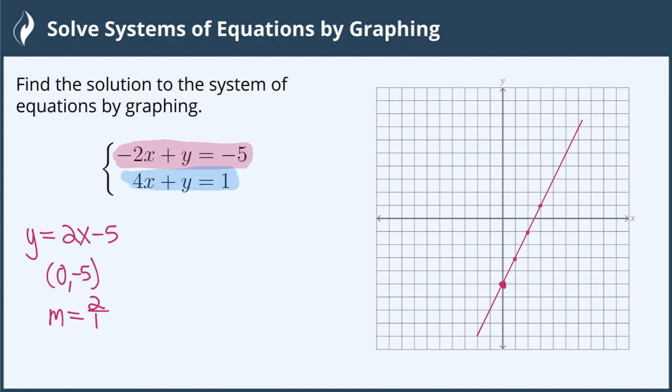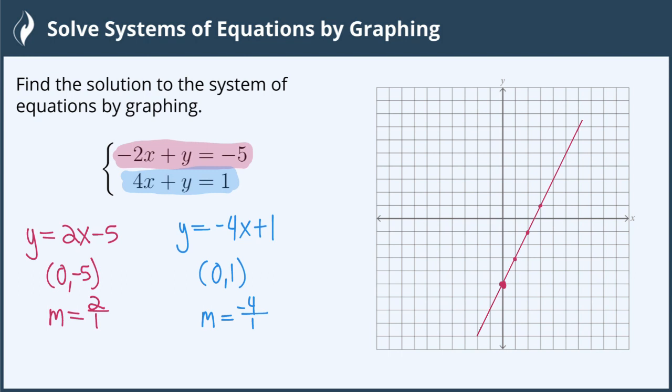So we have 4x plus y equals 1. To solve for y in this equation, we're going to subtract 4x from both sides. This gives us that y equals negative 4x plus 1. Because we have that plus 1 at the end, we know our y-intercept will be at 0, 1. The number in front of x is negative 4, so we can say our slope is negative 4 over 1.